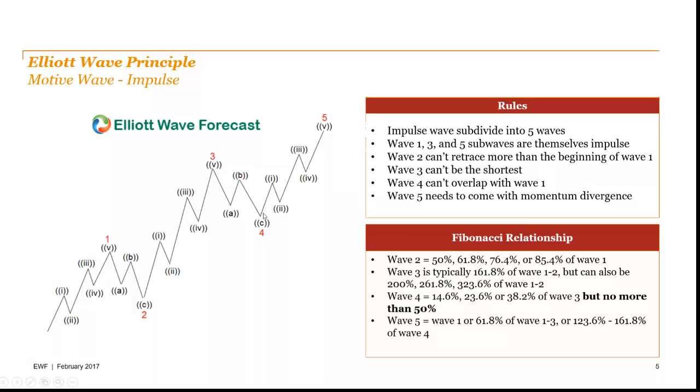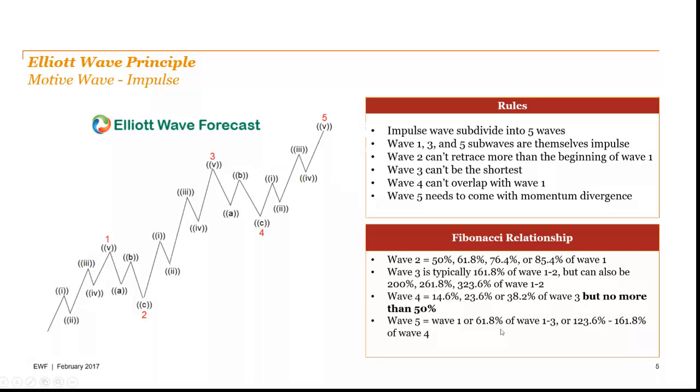So the target for wave 5 can also be measured that way. You measure this wave 4, and then 123.6% external retracement of this wave 4 can be the target for wave 5. So between 123.6 and 161.8% of the wave 4. This is important because when you're trading, you want to see where you can take your profit, where you can close your position. Then you use all these Fibonacci relationships to help you. Okay, so that's an impulse.